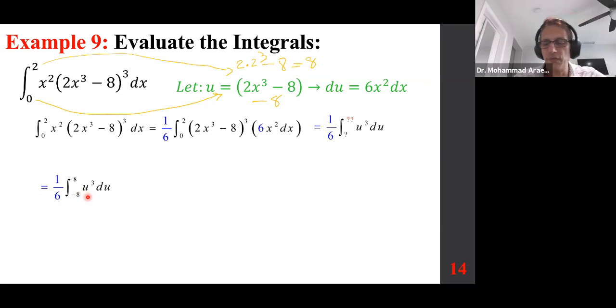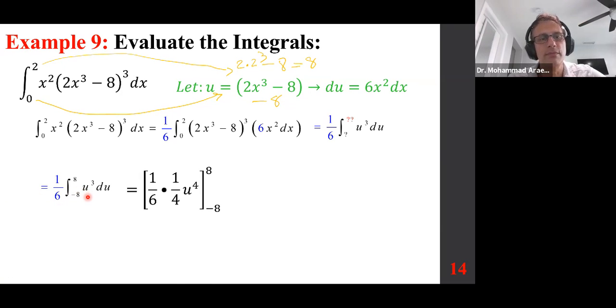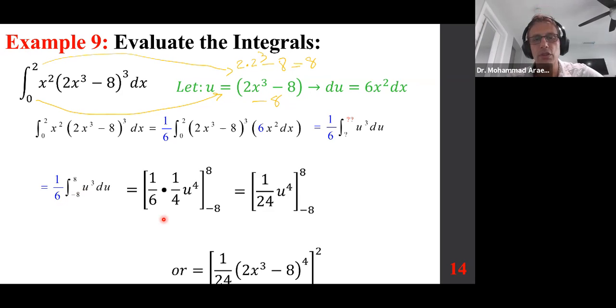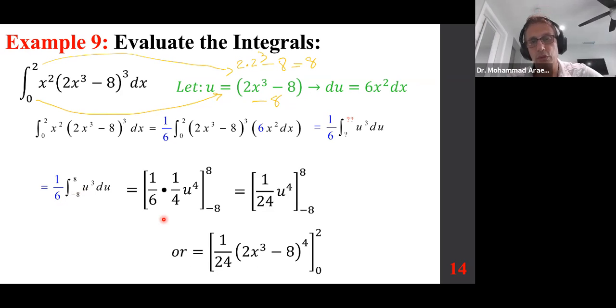This part is 1/4 u to the power of 4. With 1/6, their product is 1/24. So we're going to put either the new variable u with the new limits or the old variable x with the old limits. Either way results in the same thing. However, I believe the new one is easier to evaluate.